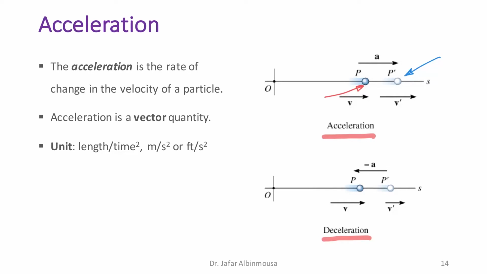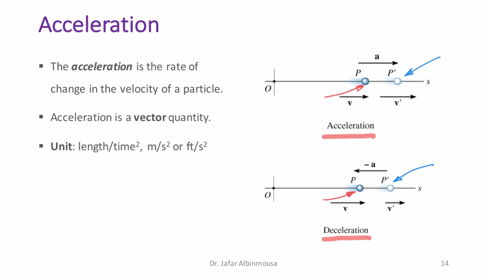In deceleration, the particle again was initially at this position P, and then it moved to position P prime. However, by the time the particle moved from v to v prime, its velocity started to decrease. So representing this by the arrow, if you look at this arrow, it is shorter than this. So the particle is still moving to the right-hand side, but its velocity is decreasing with time.